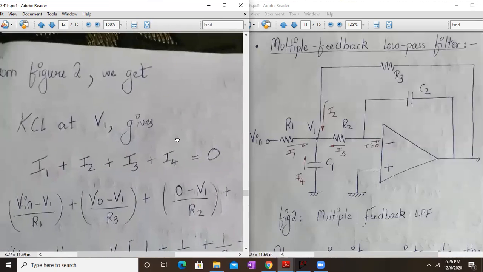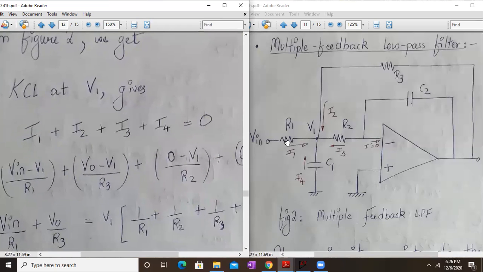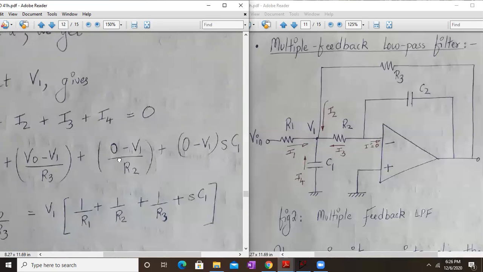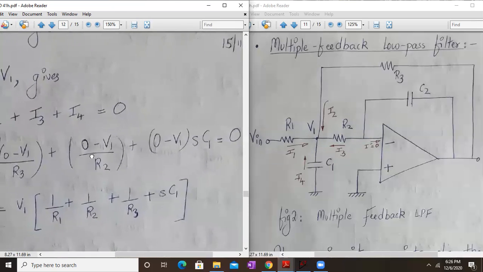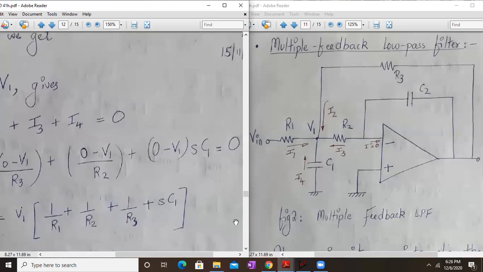Next, follow the same procedure. KCL at V1 will give us I1 plus I2 plus I3. I1 will be Vin minus V1 upon R1, and I2 is V0 minus V1 divided by R3, and I3 will be 0 minus V1. Why 0? Because this is virtually grounded. So actually it should be V minus minus V1, so V minus is grounded, hence I'm saying 0 minus V1 upon R2. So these are the equations which we are getting. And over here I4 also is there. Actually there are 4 currents, and I4 will be 0 minus V1 into S into C1.